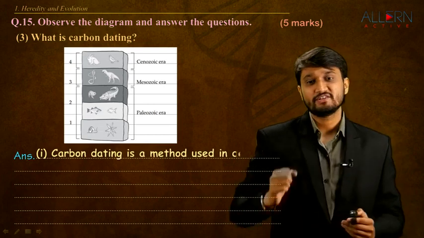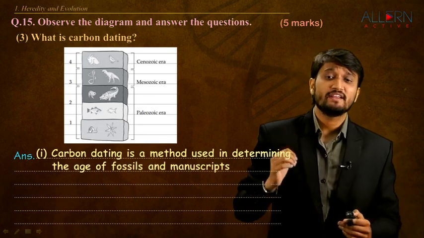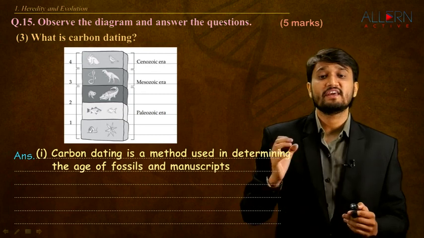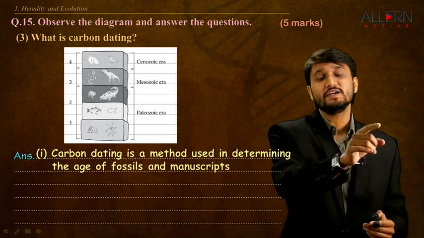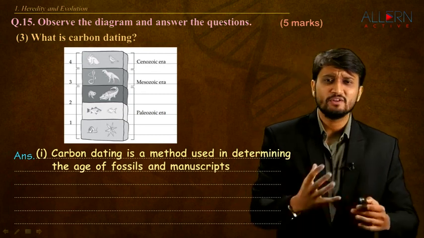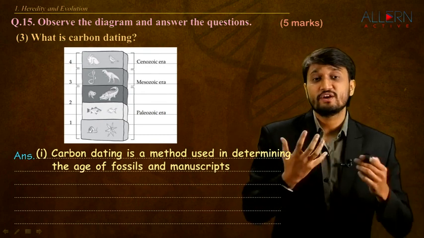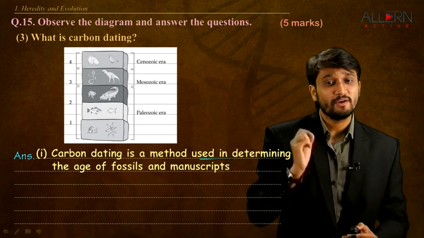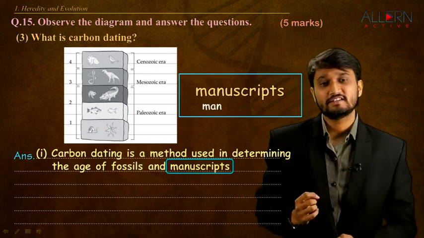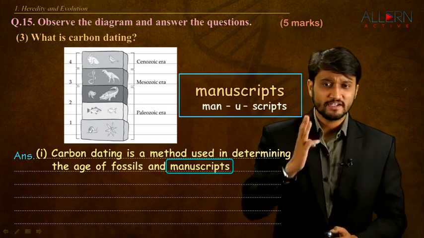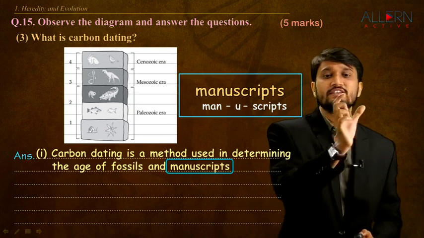So that is what we mentioned in the first point over here. Carbon dating is a method used in determining the age of the fossil and of the manuscripts. Manuscripts are all these different writings that our ancient ancestors would have kept. This word might be complicated for us, so let's split it into parts, into 3 parts, manuscripts.